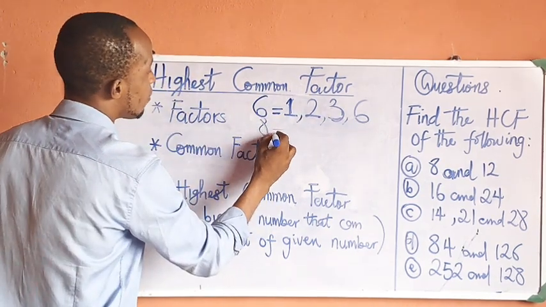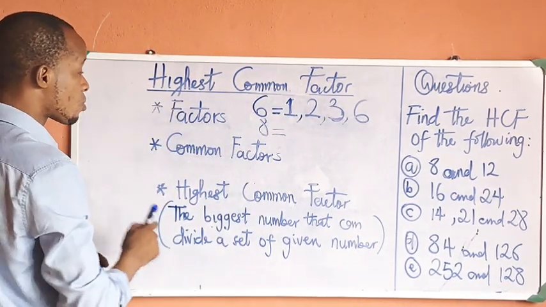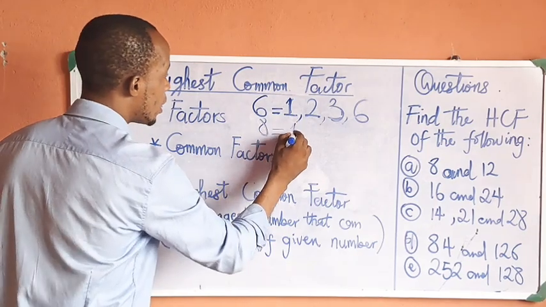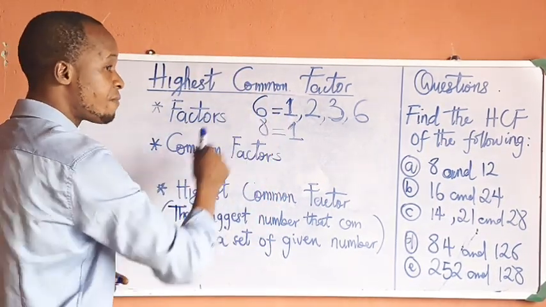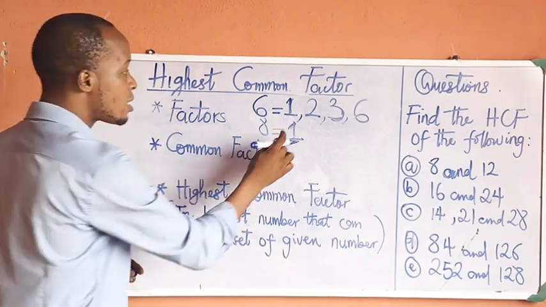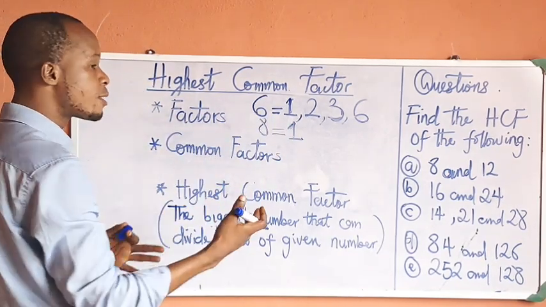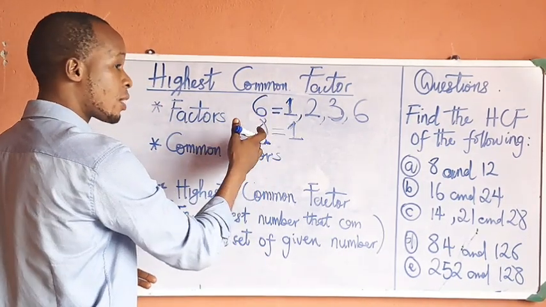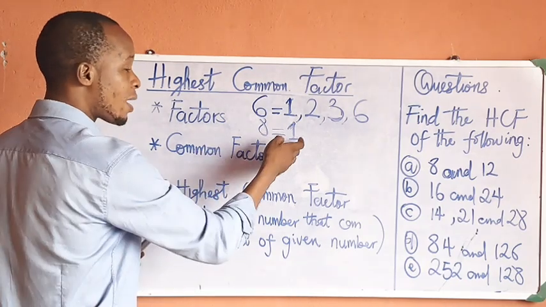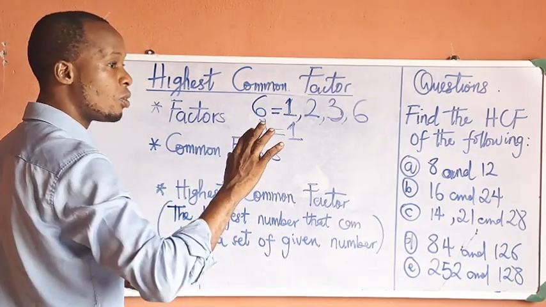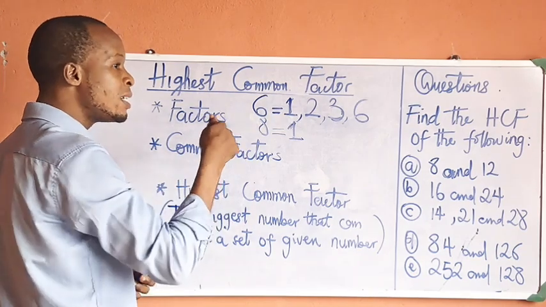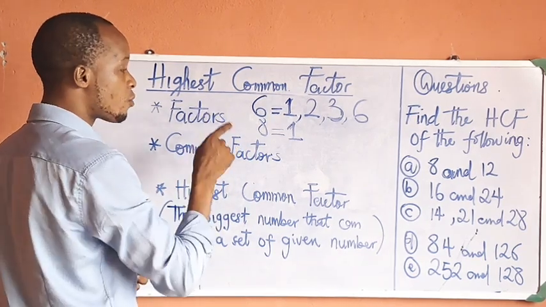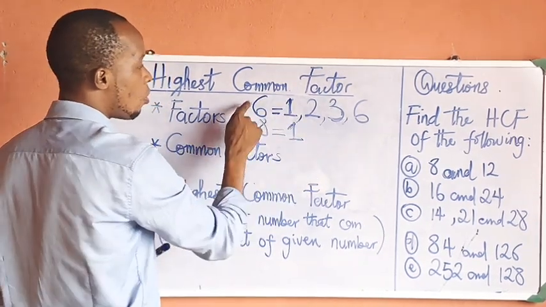So let's look at the factors of 8. What are the factors of 8? 1 is a constant factor to all given numbers. 1 divides any number at all. So 1 is a constant factor. In most cases, people don't usually write 1 as a factor because it is a factor that is known, a constant factor to all given numbers. And also, a given number is a constant factor to itself, just like 1 and 6 are factors of 6.